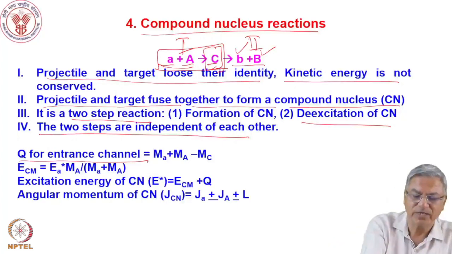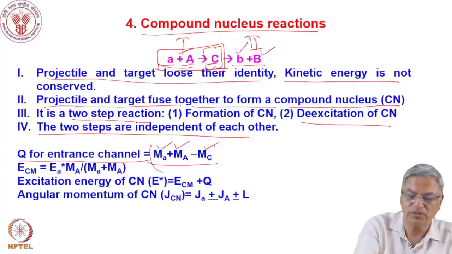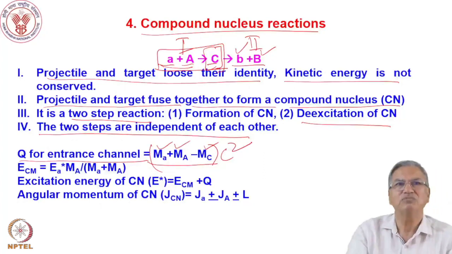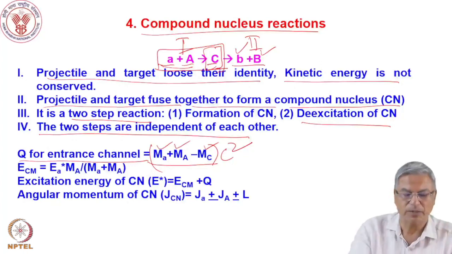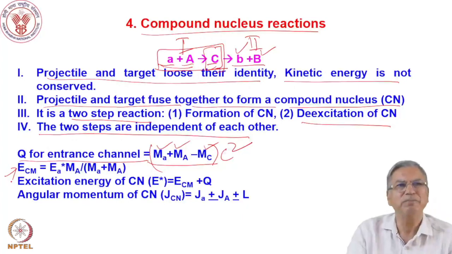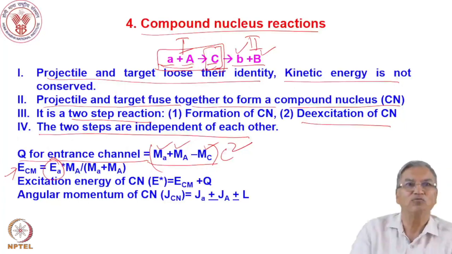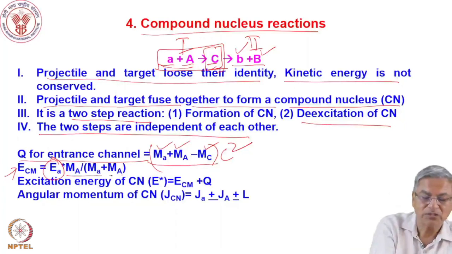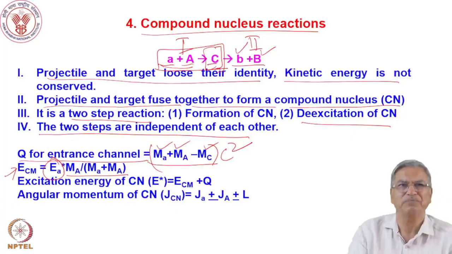And for that, the Q value is the mass of the projectile plus target minus the mass of the compound nucleus, into C square. To write in terms of the delta M values in MeV, we don't need to multiply by C square. Secondly, the energy available in the center of mass system, ECM, is equal to the projectile energy in the laboratory into the mass of target upon mass of target plus projectile. So it is the mass fraction of the target to the total mass.